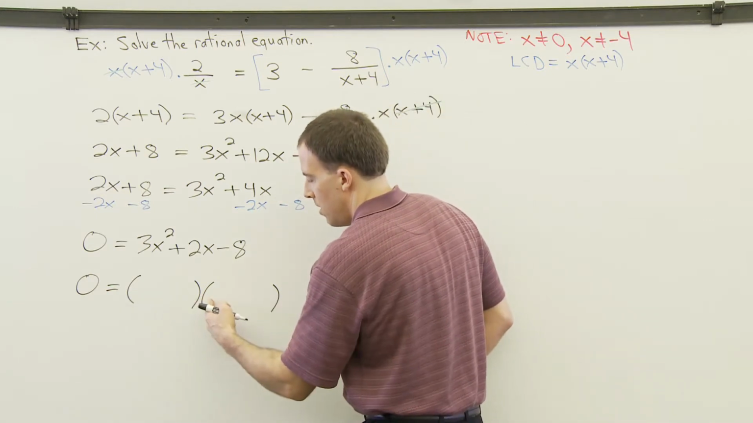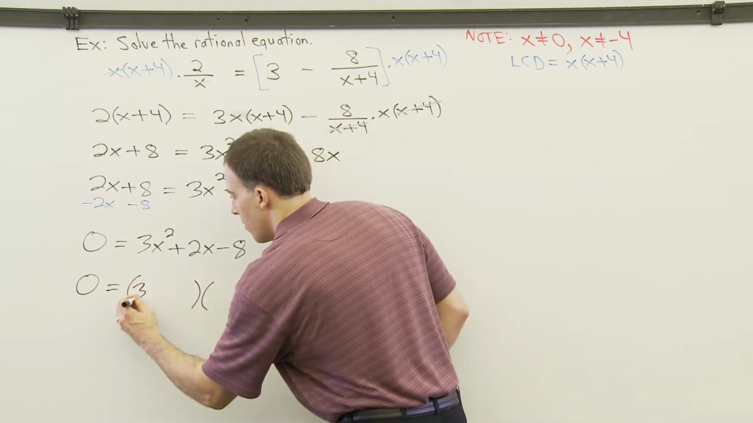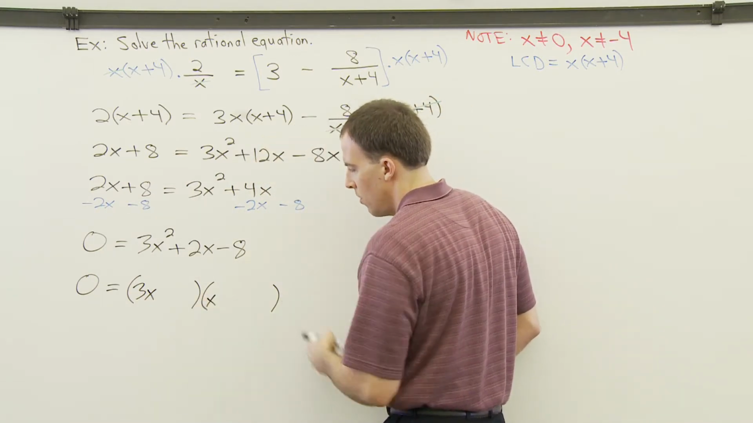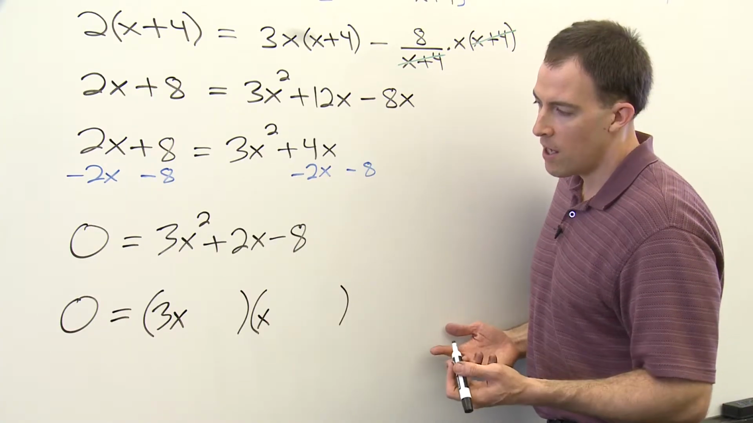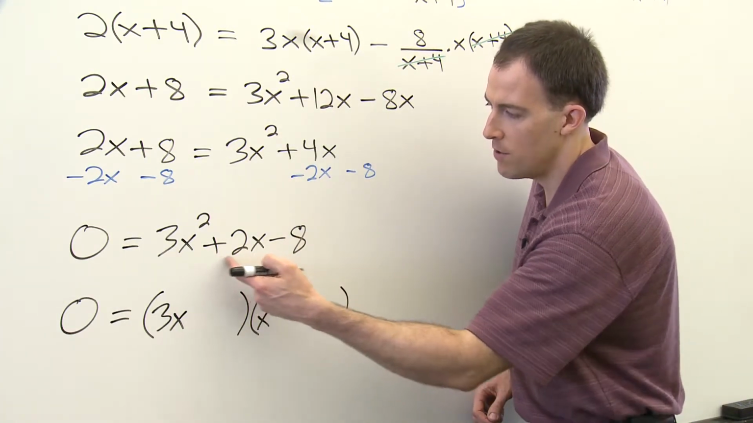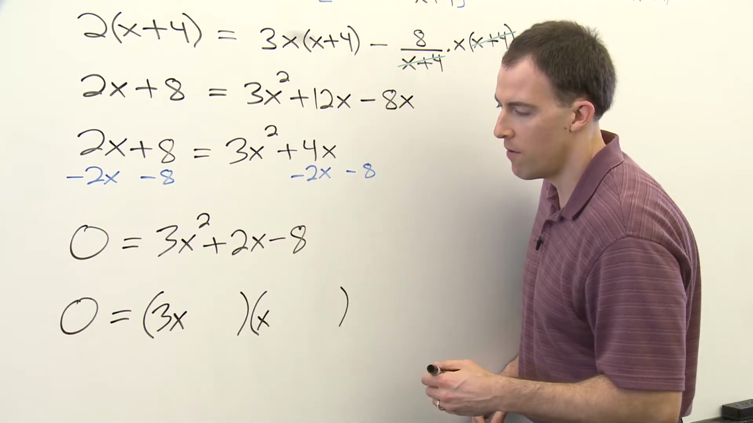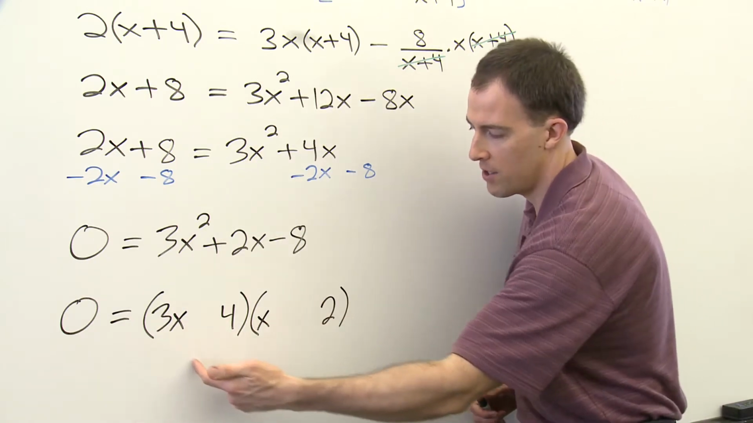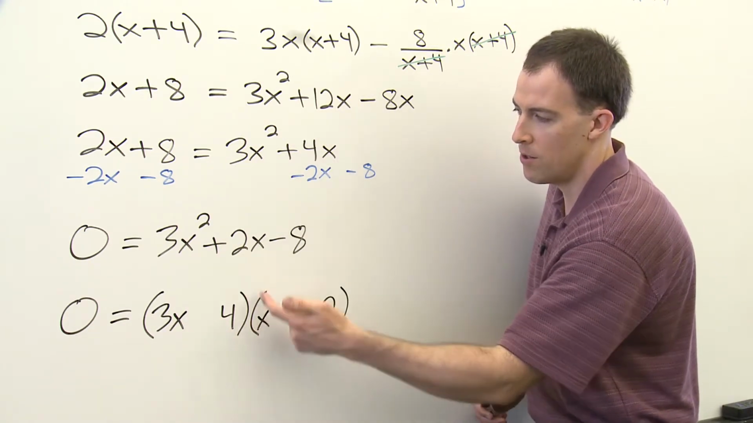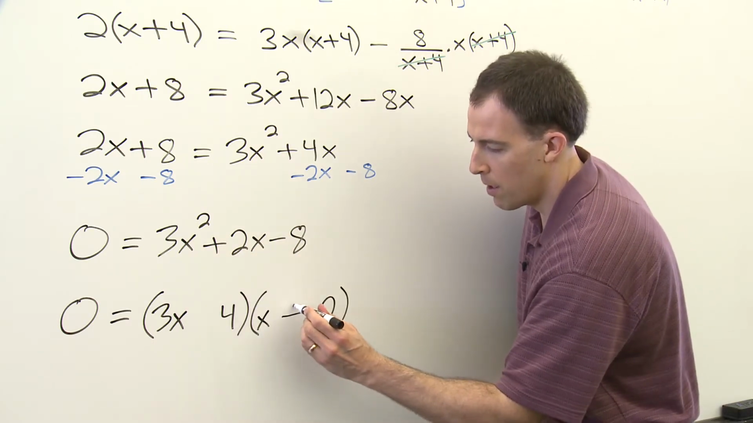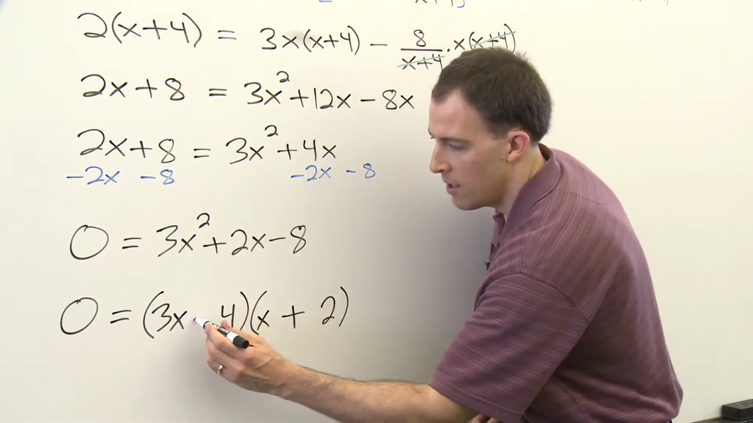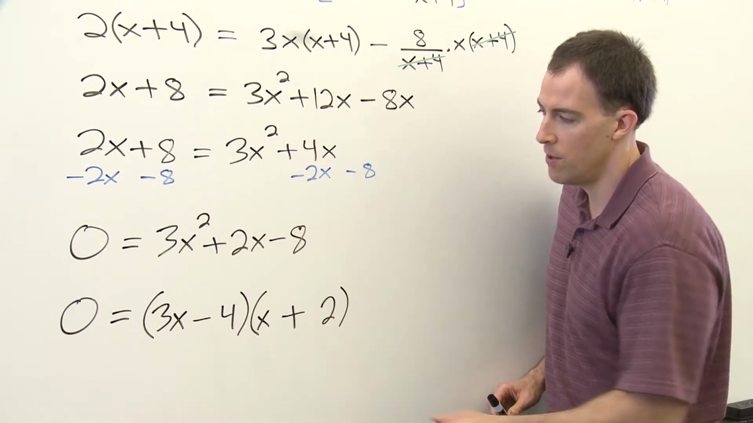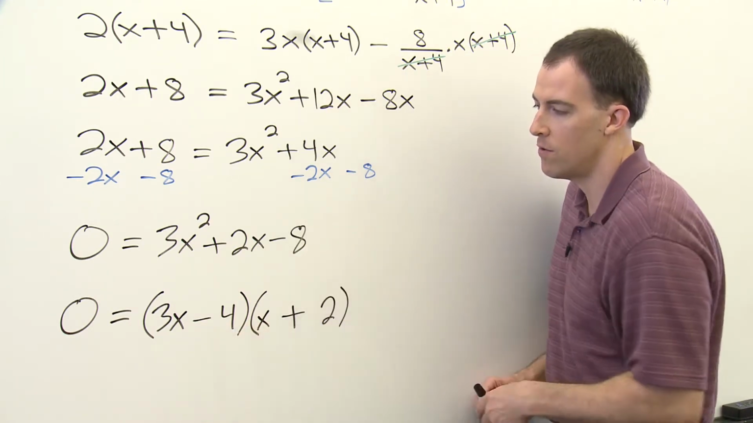I'm thinking what times what is 3x squared, and that would have to be 3x times x. Now I'm thinking what times what is 8. So that could be 4 times 2 or 8 times 1. The goal is to get a positive 2x for the middle term, so we're just going to have to try something and see if it works. I'm going to try a 4 and a 2 first of all. I'm thinking of a 6x and a 4x. We can make those 2 terms add up to a positive 2x if we make it a positive 6x and then a negative 4x. So I believe this works. 3x minus 4 times x plus 2. We do get a negative 8 from multiplying negative 4 times positive 2.